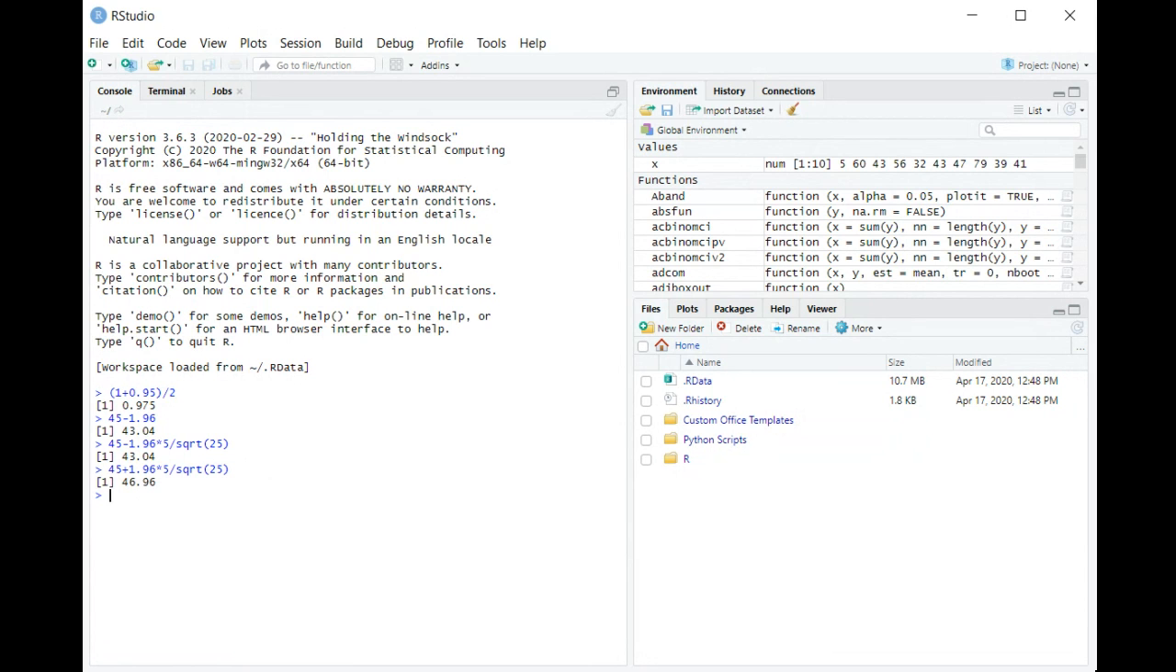So then you would write there, it is 43.04 and 46.96. That's the confidence interval.